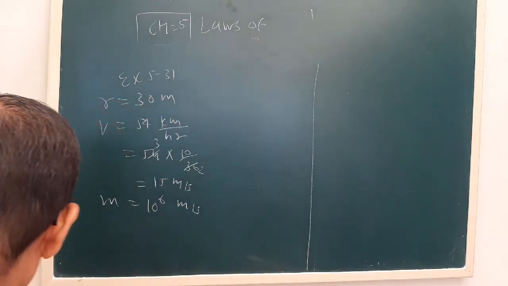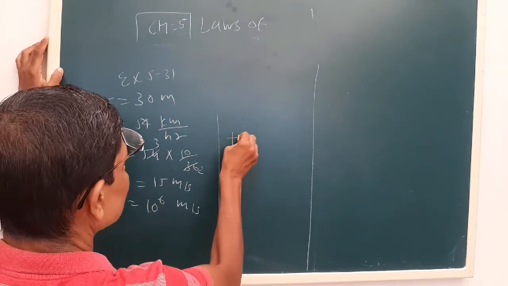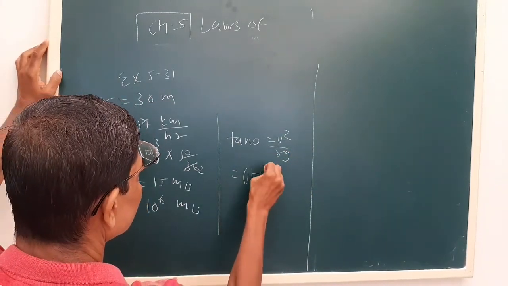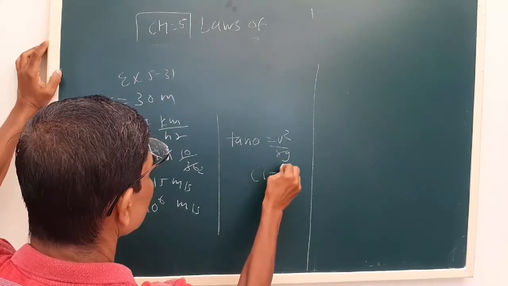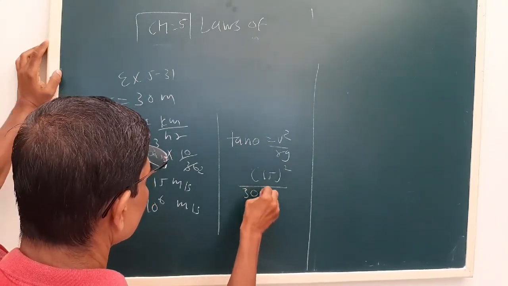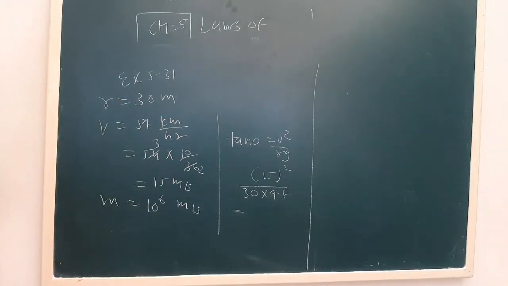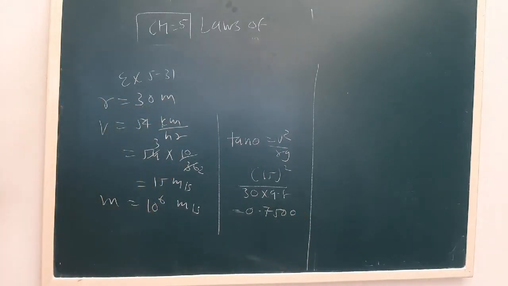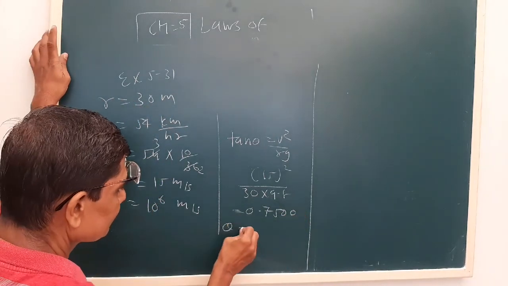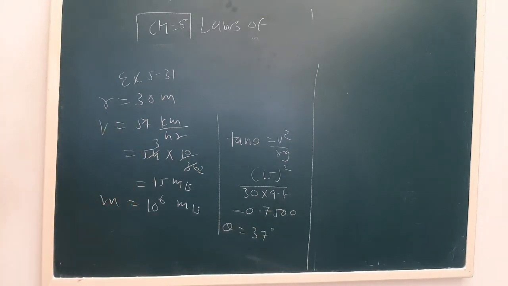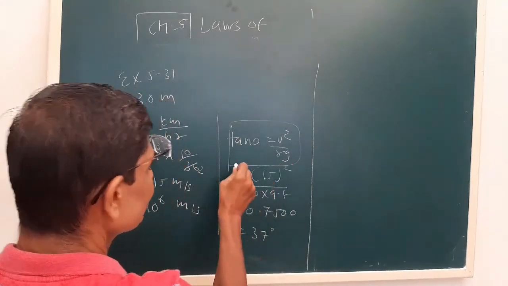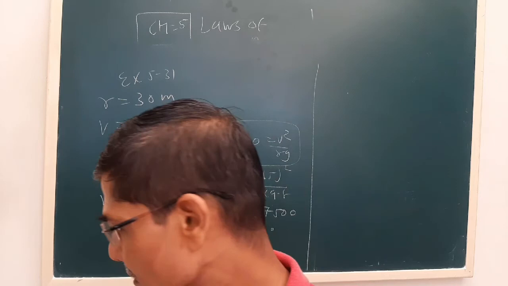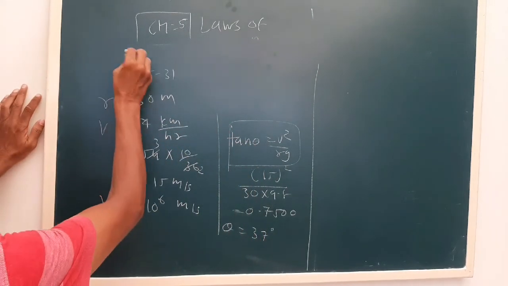Just now we derived the equation: tan theta is v square by rg, with v as 15 and r as 30. If you solve, we get the value 0.75. If we look in the natural tangent table, we get theta as 37 degrees. So what we have used is the equation we just derived, which is useful to us. So this is about some of the exercise numericals. This was exercise number 5.31.